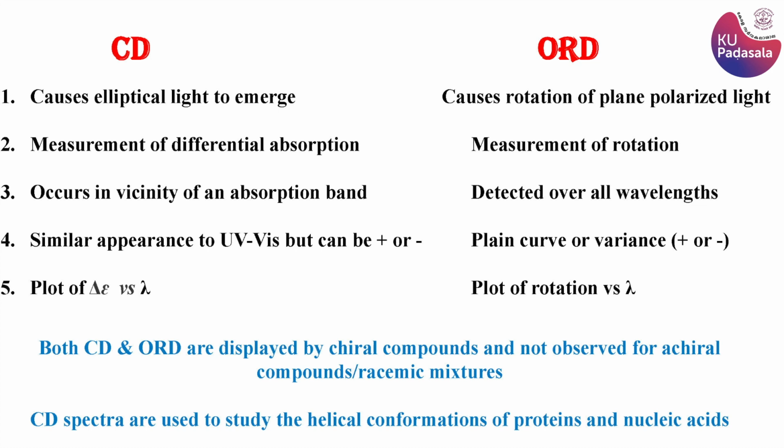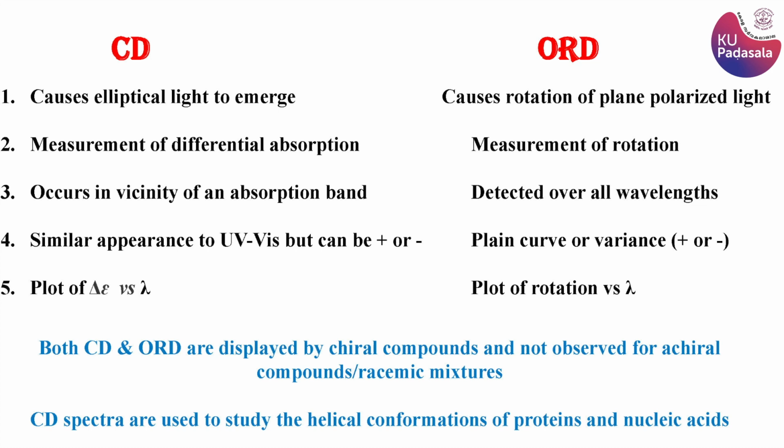Now, if you take the spectra, CD spectra will be resembling the UV visible spectra, but it can be either positive or negative, whereas ORD spectra can be a plain spectra or it can be a spectra with peaks and troughs, which we will be seeing soon.